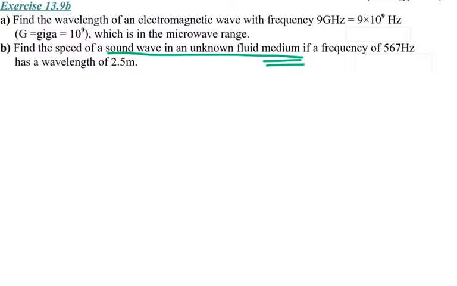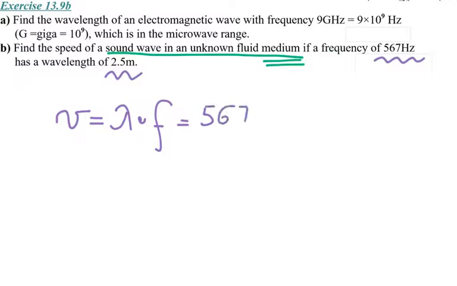Back to our question. Find the speed of the sound wave in the unknown fluid medium. The frequency is given, and they give you the wavelength, and I need to find the velocity. So the velocity in this medium is going to be the wavelength times the frequency. And now if I multiply these, 567 times 2.5, I will get 142 times 10 to the third meters per second as the velocity.